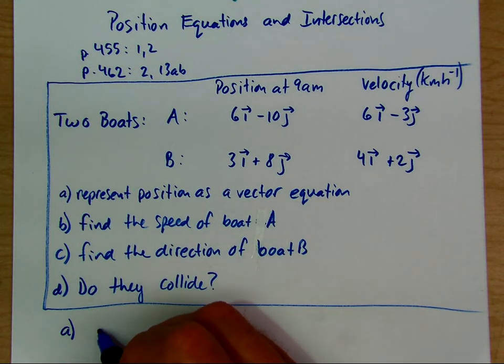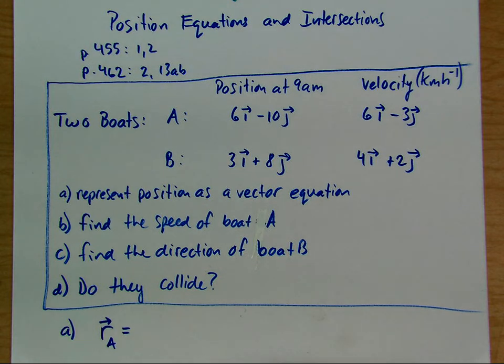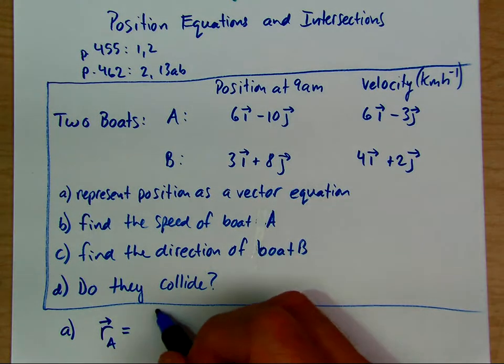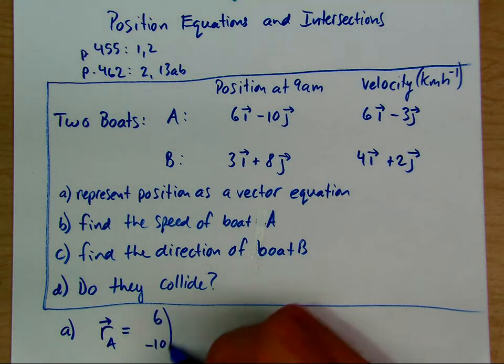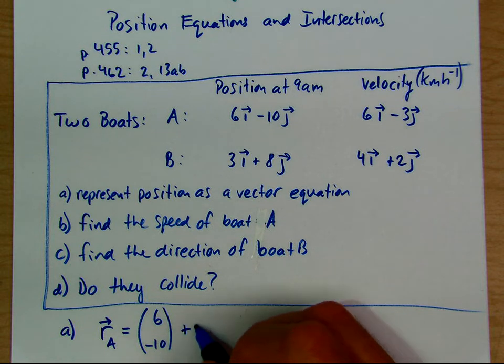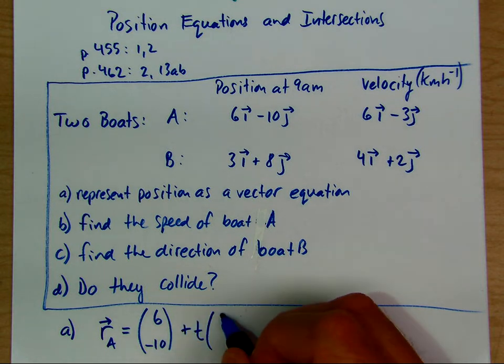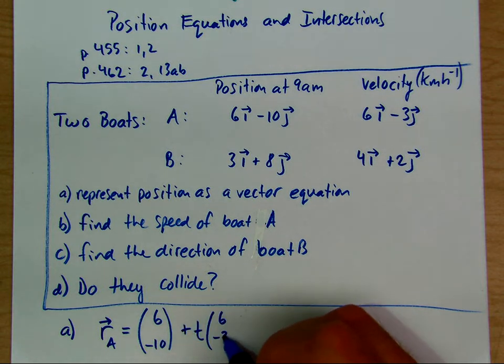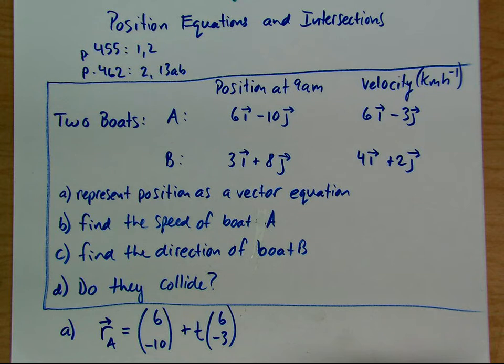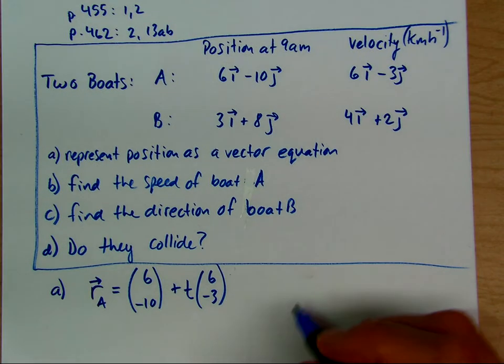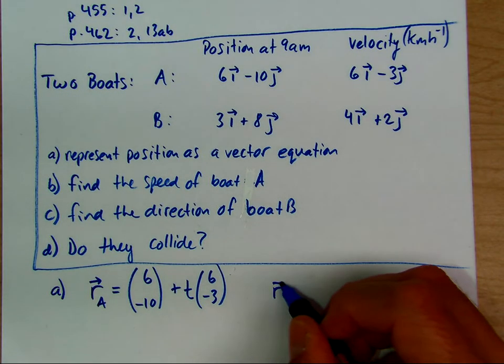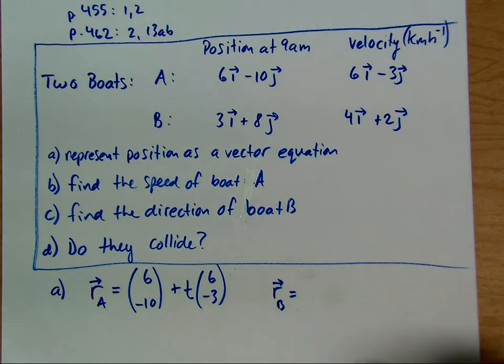So if we had the position of A, the position is just going to be the starting point, the position vector of the starting point, plus a multiple of the velocity vector. And go ahead and write out the position equation for boat B.